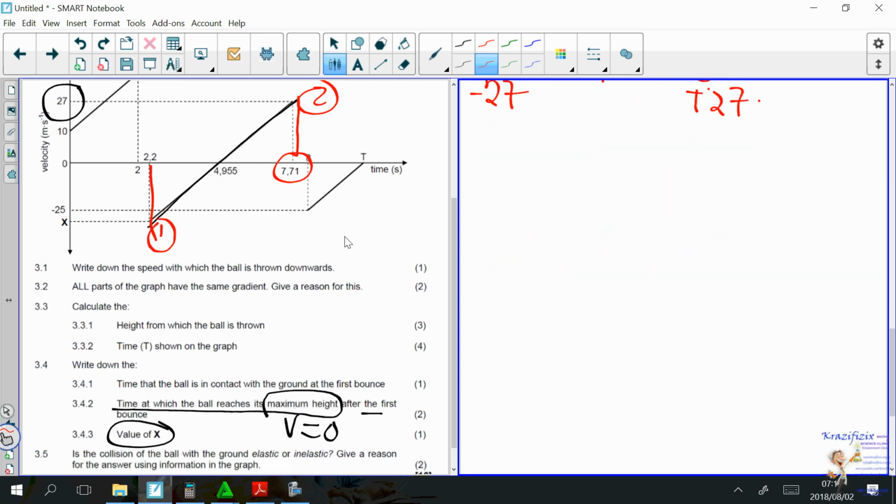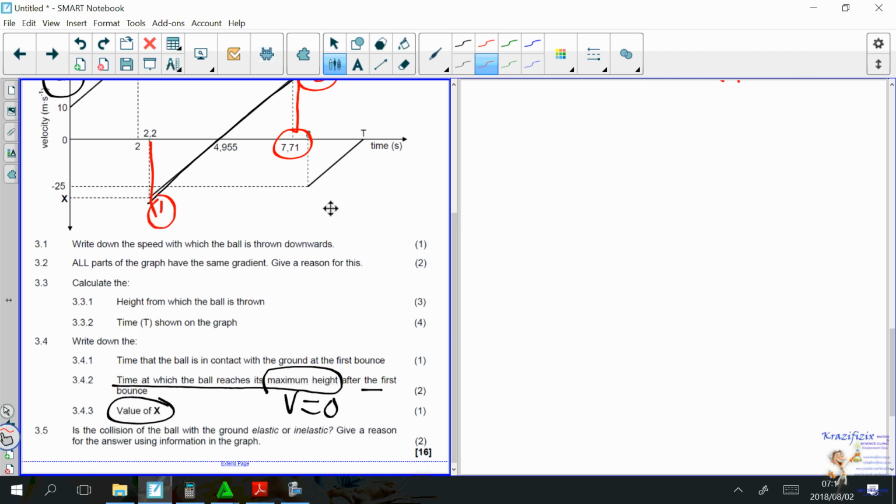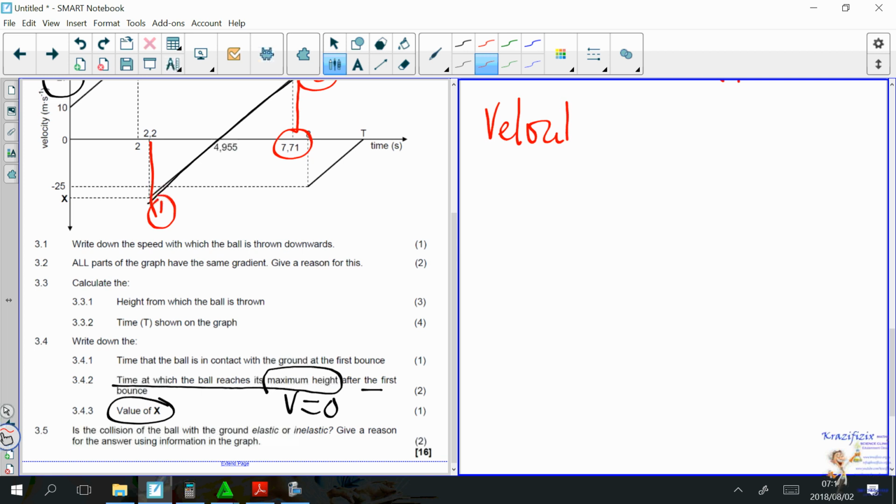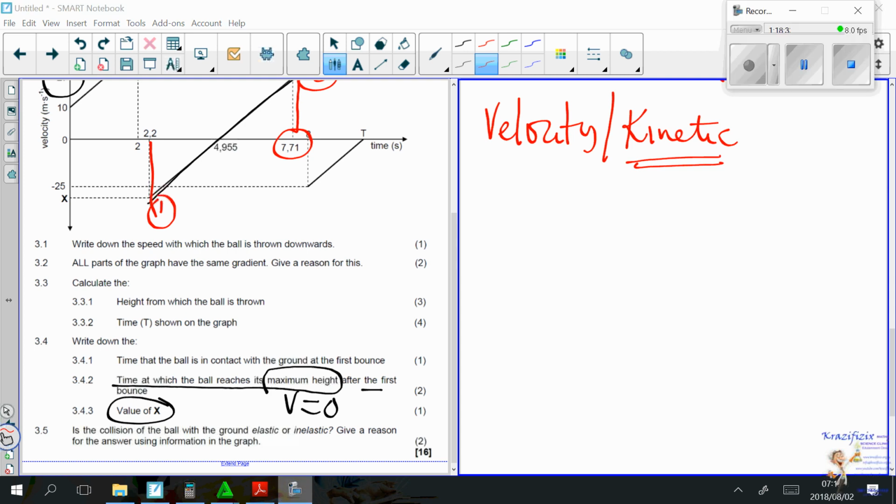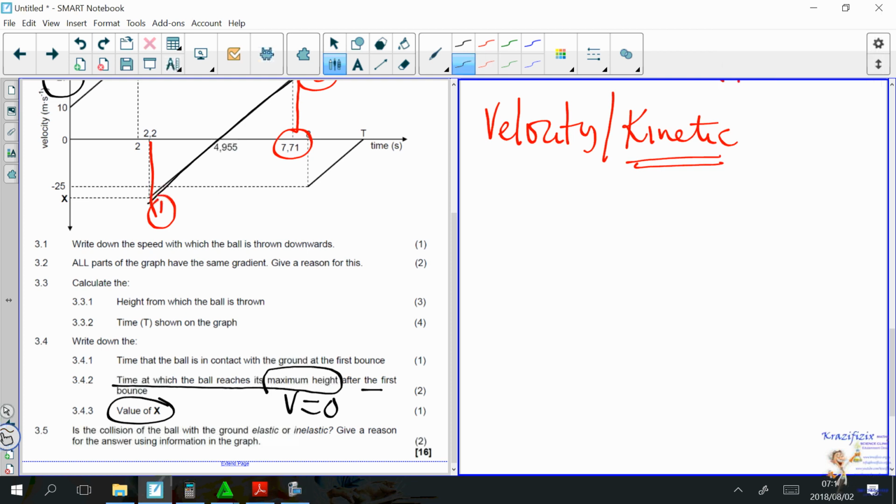Last question for this session. Is the collision elastic or inelastic? Give a reason. Guys, when you talk about elastic, now we're talking about velocity, or basically we're talking about kinetic energy. When do we talk about elastic collisions? What do we mean when we say elastic collisions? We'll do this again under momentum, but we know that one thing, kinetic energy must remain the same.